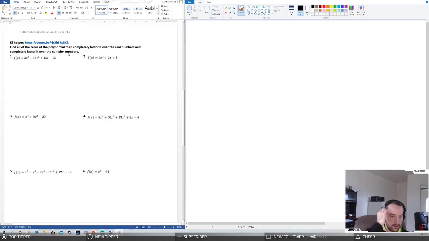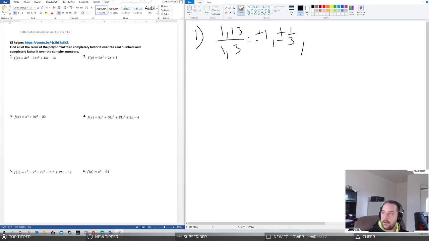There's a DI helper, so hopefully that's going to help out a little bit there. But let's say for number 1, we would have to go through and start trying to factor that. So we do our p's over q's, so the factors of 13 over the factors of 3. So that's going to give me 1 over 1 and 1 over 3, and then 13 over 1, and then 13 over 3.